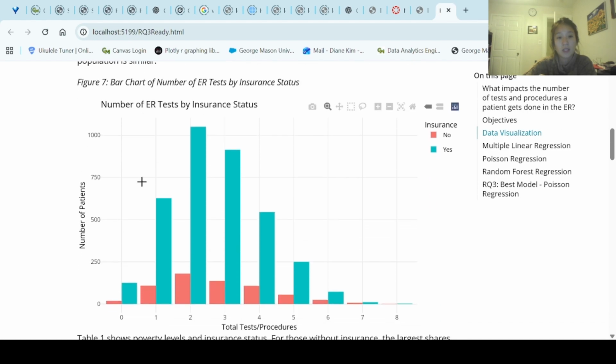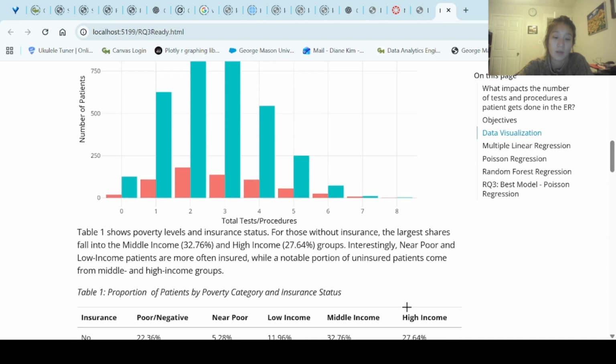So this is a bar chart of the number of ER tests by insurance status. You can kind of see a normal distribution here. Whether the patient did have insurance or didn't have insurance, it does follow a normal distribution. The number of tests kind of max out at 8 here as well.